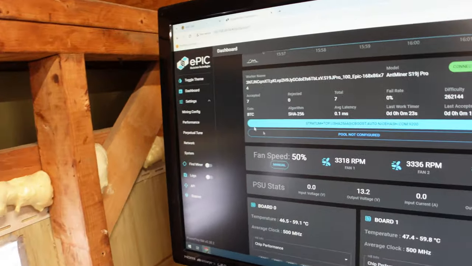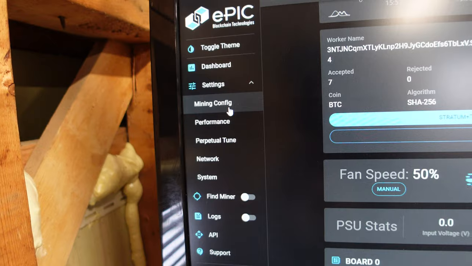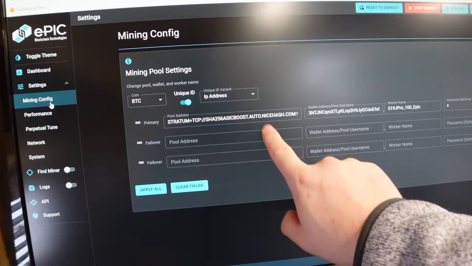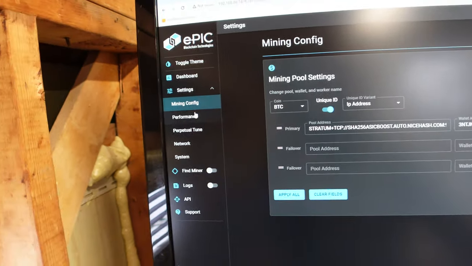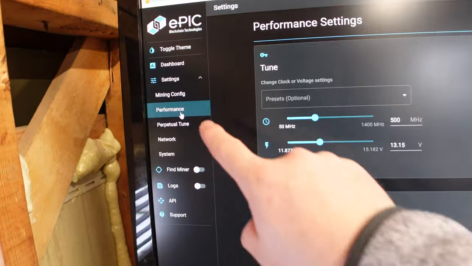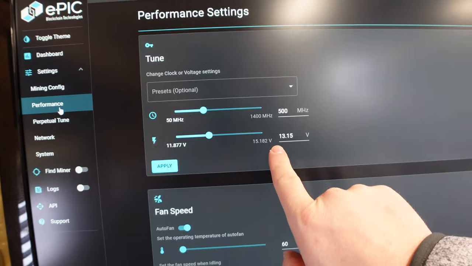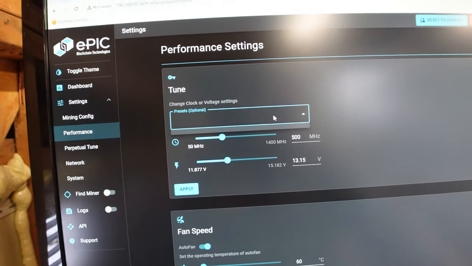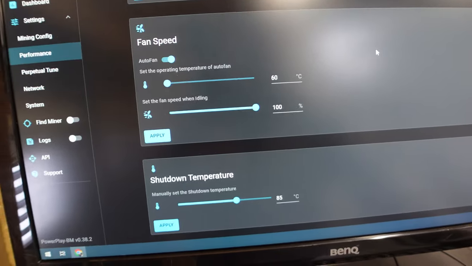Now, what makes this so unique too, and I'm very new to this, I literally spent like 5 minutes in here. I went into mining config and I put in my NiceHash address as well as my wallet information, got it mining. But check it out, there's a performance tab and you can adjust your megahertz as well as your voltage for mining and tuning. I don't see any presets in here. I'm not sure if you create those or not. You could adjust your fans.